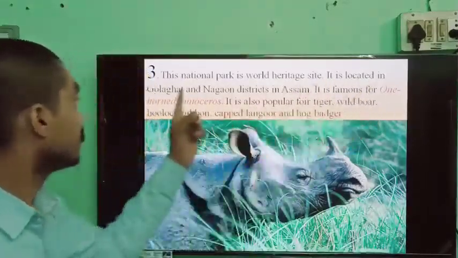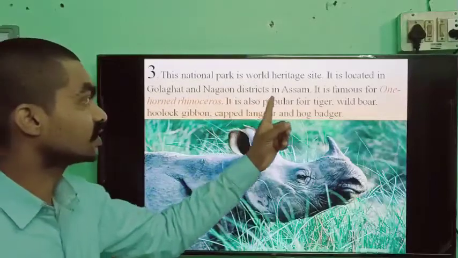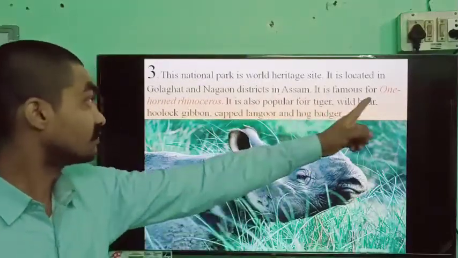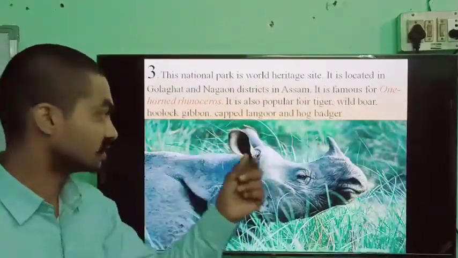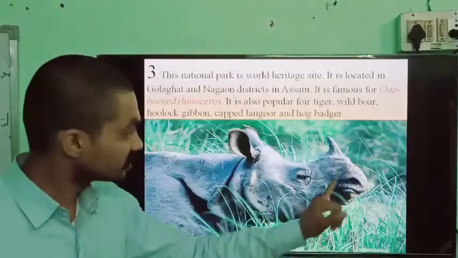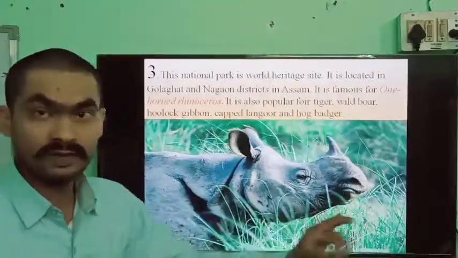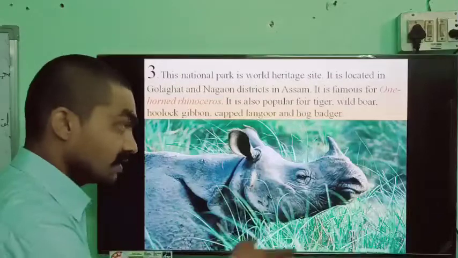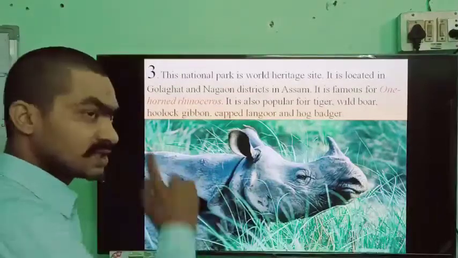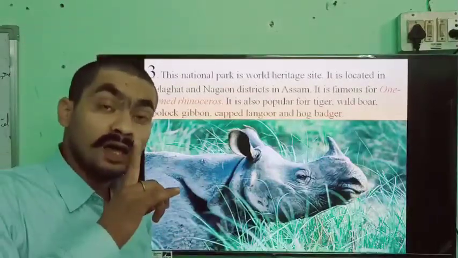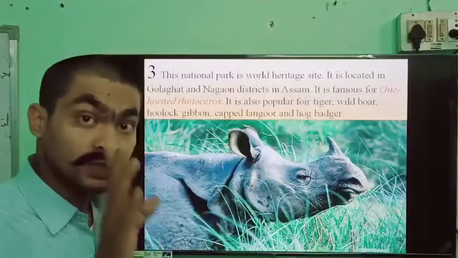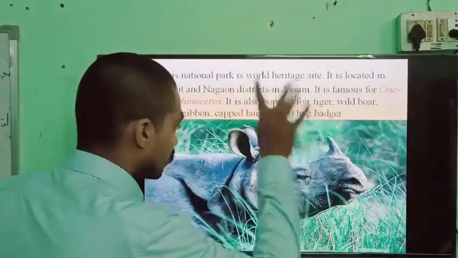It is located in Golaghat and Nagaon district in Assam. It is famous for one horned rhinoceros. So you can see this is a rhinoceros and there is one horn on the nose. Rhinoceros means the animal having horn on the nose. So this is a rhinoceros.